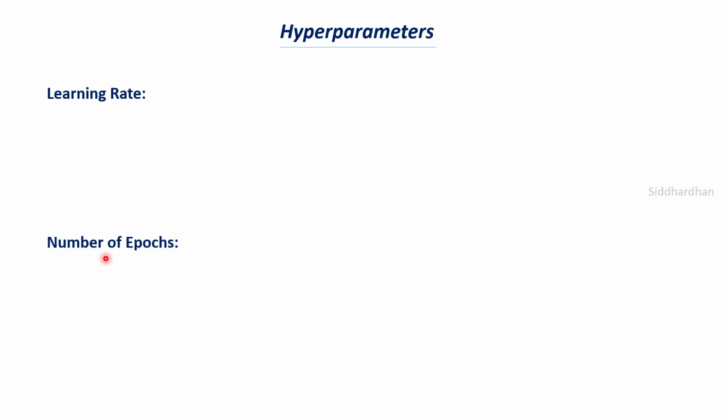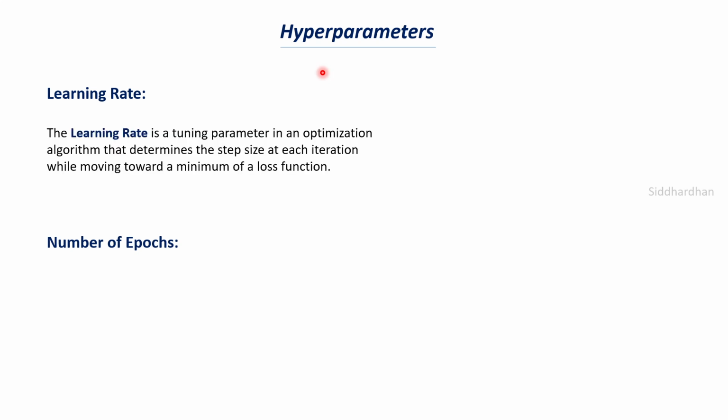Okay, and hyperparameters are helpful for optimizing the model. Optimization is nothing but a technique which is used to make better model parameters, so that we can make better predictions. So now let's try to understand about the learning rate and the number of epochs.